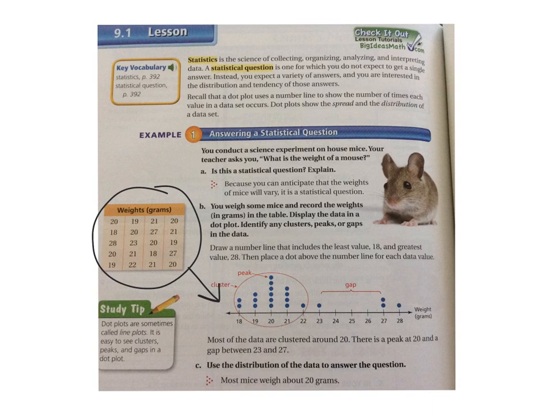The dot plot can help you identify clusters, peaks, and gaps in the data. So we're looking for clusters, which would be like groups of dots together. You can see there's a cluster right here that's circled. The peak is just like it sounds. It would be the tallest, like a mountain peak. And then a gap would be a hole. So the gap is indicated here.